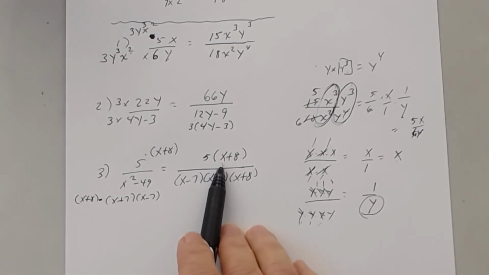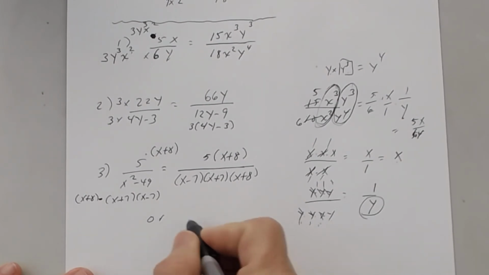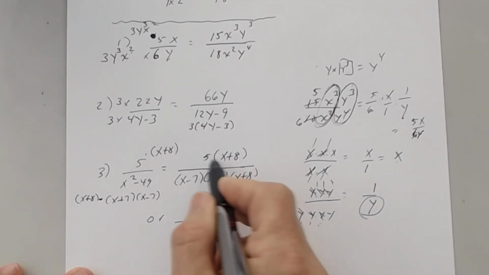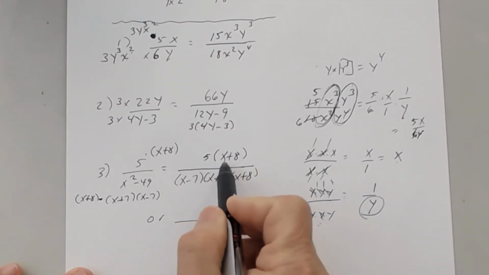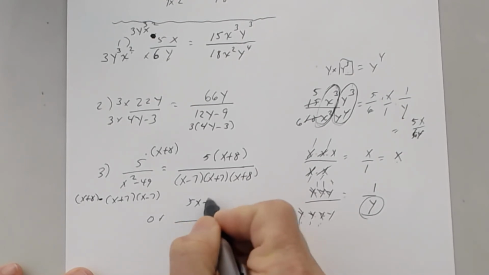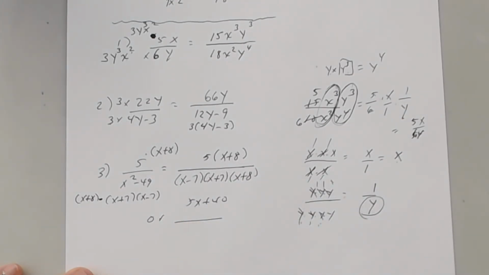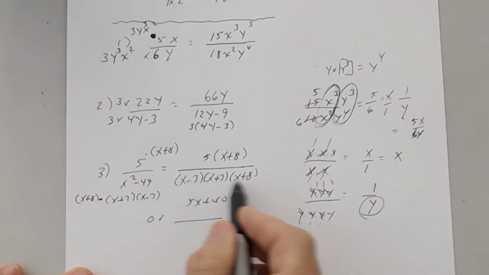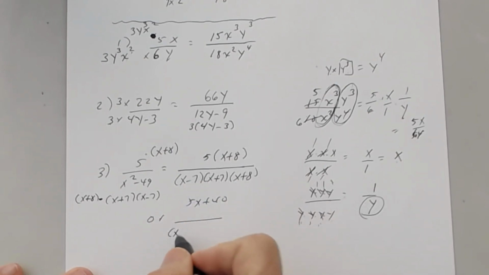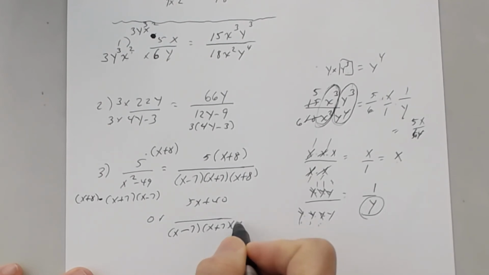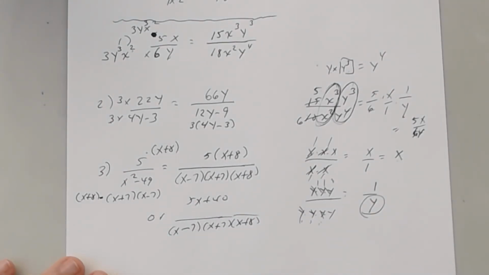But it is okay if you said this. Multiply this out, the numerator, distributive property, you get 5x plus 40. And then divided by, and leave these factored. So x minus 7 times x plus 7 times x plus 8. Okay? So you wrote equivalent fractions.